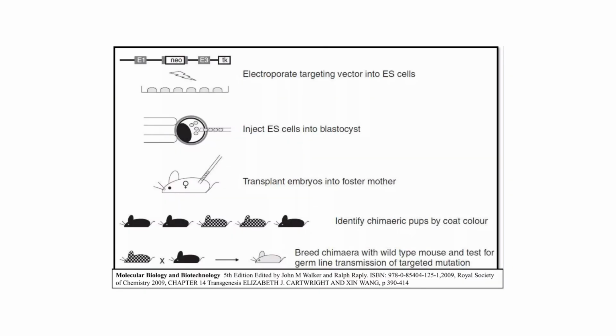So again, here's an overview of the whole selection process. You first electroporate the targeting vector into the embryonic stem cells that have positive and negative selection markers, and you then inject the selected embryonic stem cells into the blastocyst, and then the embryos are transplanted into the foster mother. Once the mice are born, you identify the chimeric pups by the coat color, and then breed the chimera with wild type mouse and test for germline transmission of the targeted mutation.